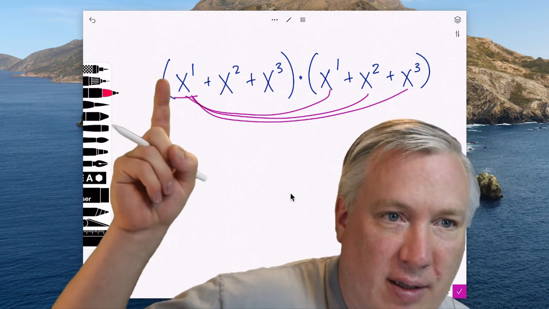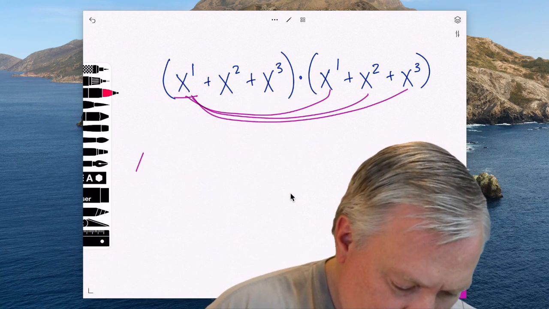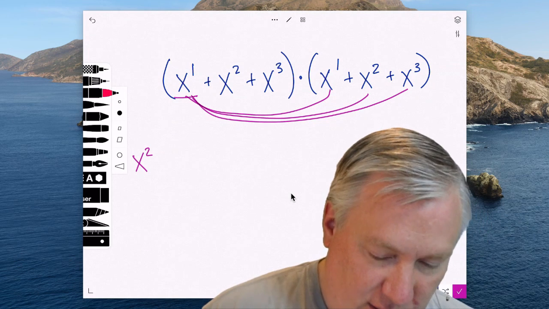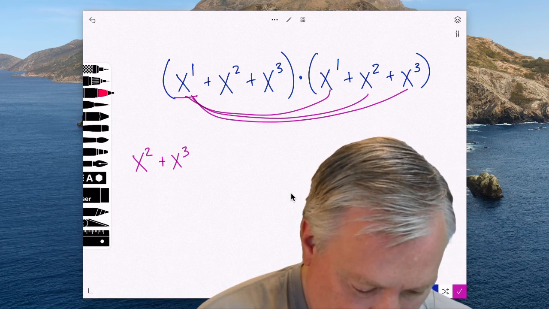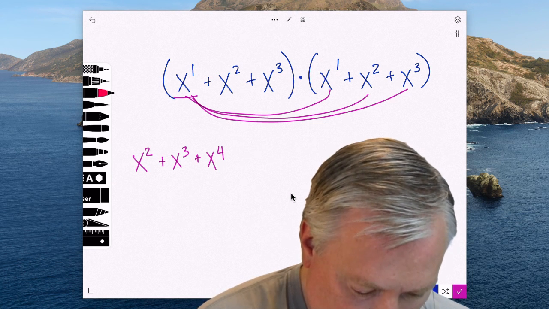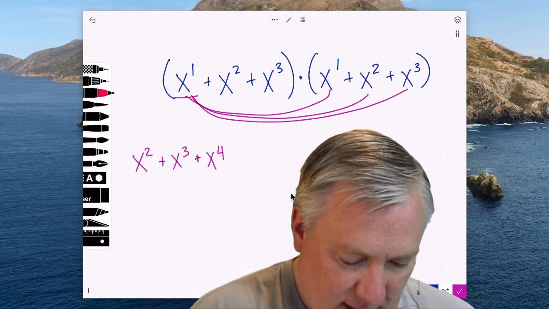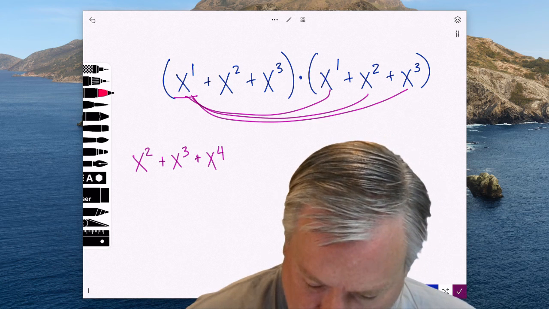So x to the first times x to the first, well, that's x squared. Okay, x to the first times x squared is x cubed. X to the first times x cubed is x to the fourth. Okay, so I've done that. But then the next thing is I actually have to do the same thing.